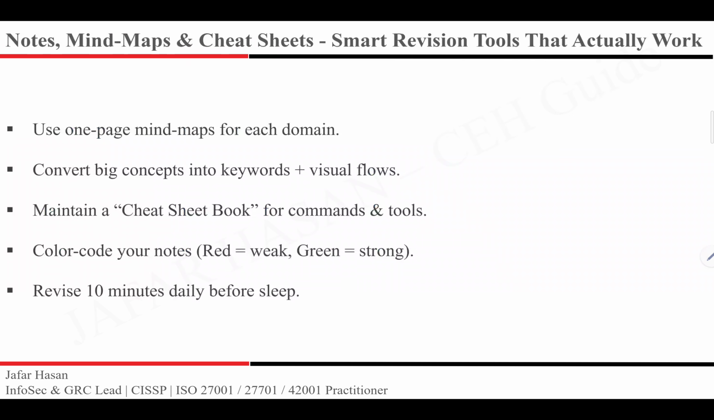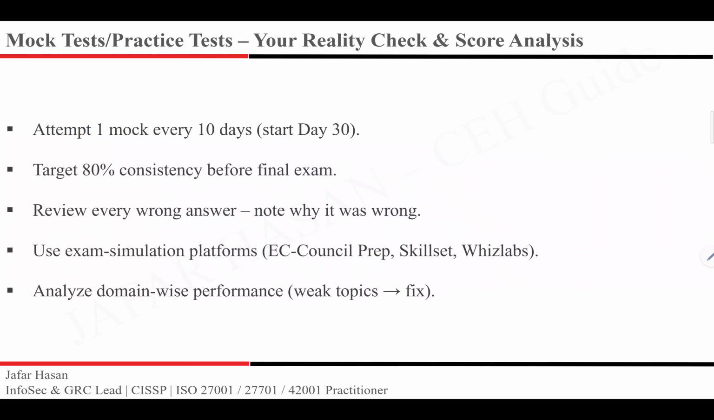Okay, after notes, you need testing. So let's talk about practicing mock tests. Mock tests are just like a mirror, right? Track your scores by domain. Domain means reconnaissance, network, web application, cloud.